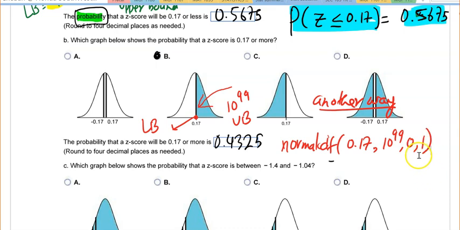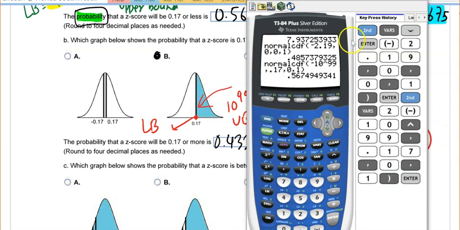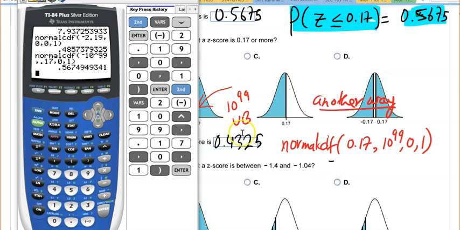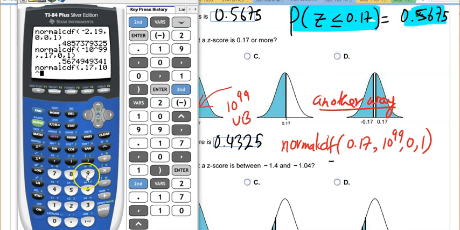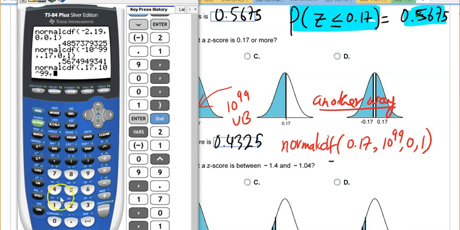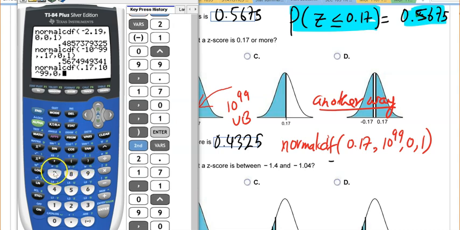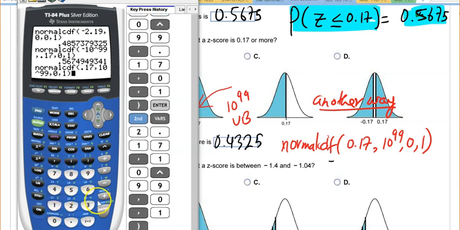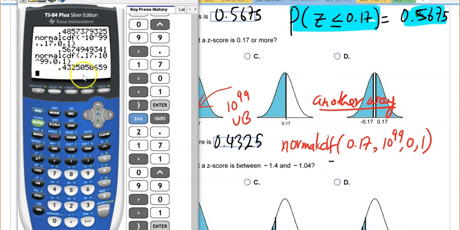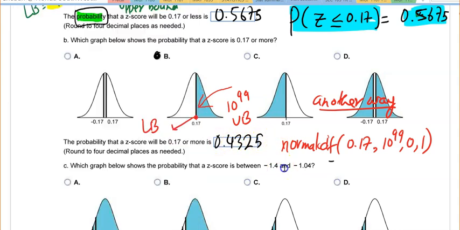Notice that this 0 and 1 is the mean and standard deviation. If you put everything in the calculator, let me put that for you, you have to get exactly the same answer. Alright, let's do that. Second, VARS, number 2, normal CDF, and you put the 0.17 lower bound, comma, 10 to the power 99 upper bound, comma, 0, comma, 1, close the parenthesis and enter. You get 0.4325. That's how you do it.